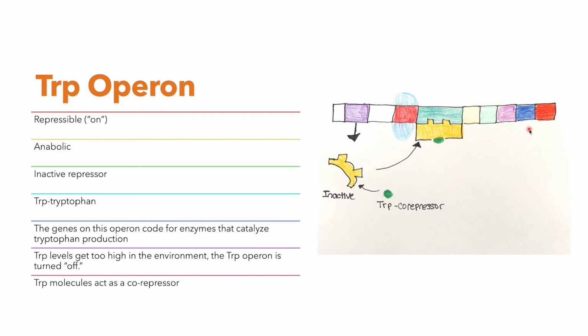When TRP levels get too high in the environment, the trp operon is turned off. TRP molecules act as a co-repressor and bind to the inactive repressor, activating it. The repressor can then bind to the operator and transcription is shut off. Once tryptophan levels decrease to a more balanced state, the co-repressor releases and the operon is turned on once again.